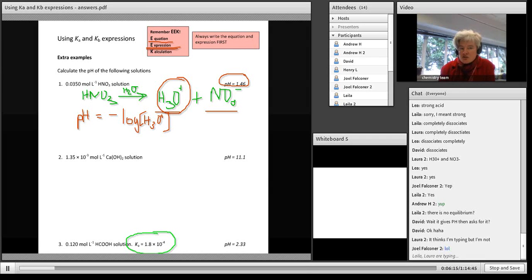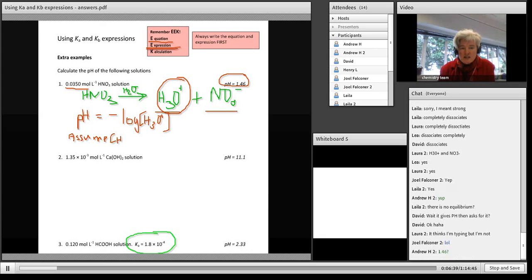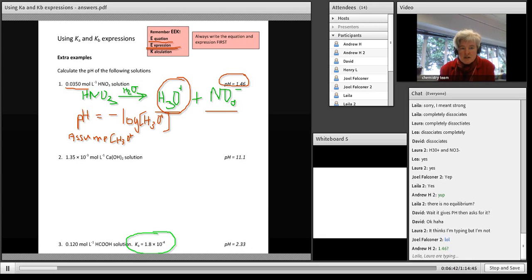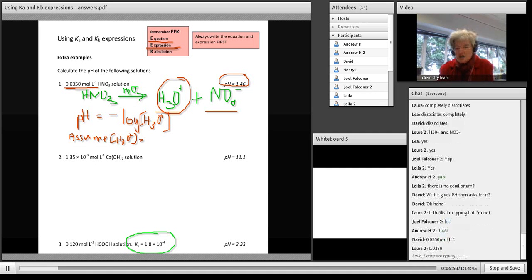Okay, and to substitute into that, so that's really a level 2 thing, and of course you've got to know that same equation for level 3. To substitute into there, we have made the assumption that all our hydronium ion comes from the acid. So we can assume we can ignore the water, so we can assume that the H3O+ is equal to what? If all the hydronium ion comes from the nitric acid, what is my concentration of hydronium ion?